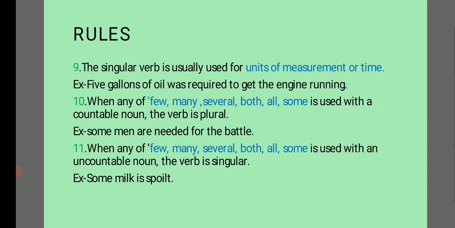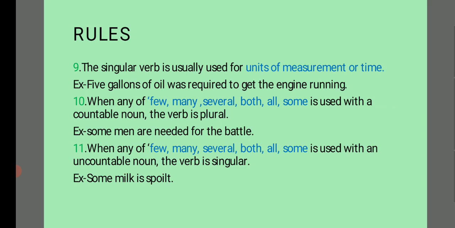Next rule says, when any of the few, many, several, both, all, some is used with a countable noun, the verb is plural. इन वर्ड्स का यूज़ जब हम काउंटेबल नाउन के साथ करेंगे, काउंटेबल इज व्हेन यू कैन काउंट 1 2 3. सो जब आप उन्हें काउंट कर सकते हैं, ऐसे वर्ड्स के साथ में अगर आप सब्जेक्ट में यूज़ करेंगे, it will be plural.